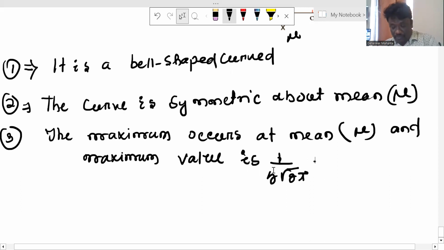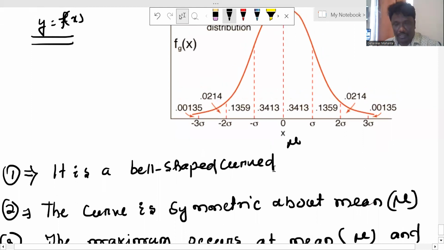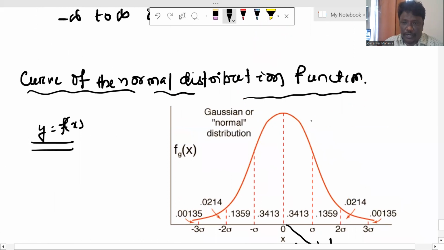Just remember where the maximum value is. This is the place where the maximum value is, and this value is 1 by sigma root 2 pi. This is the place of the maximum point of this curve, 1 by sigma root 2 pi.